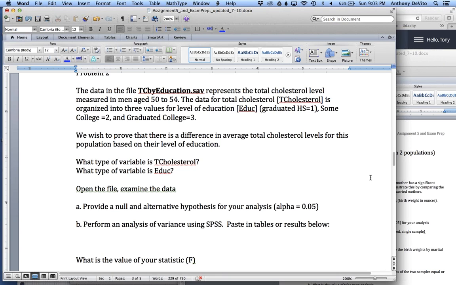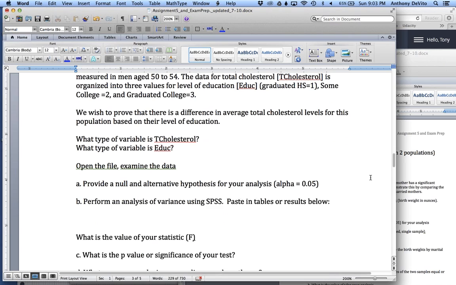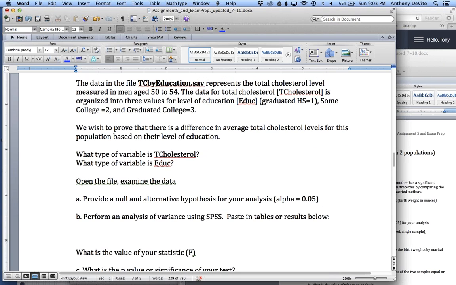It's kind of like Russian roulette. The chance of shooting yourself with a gun is 1 in 6, right? But if you do it 6 times, now all of a sudden it's a lot more than 1 in 6, isn't it? So at any rate, okay, we're going to use a data file, total cholesterol by education.